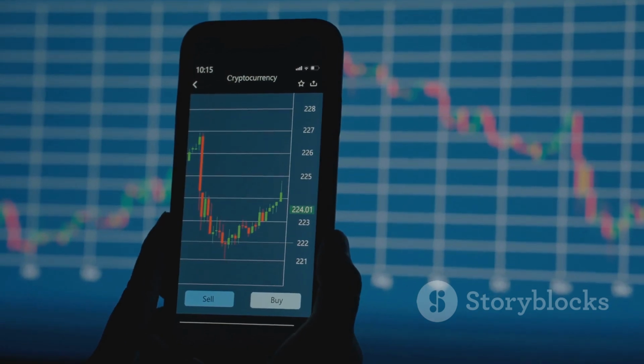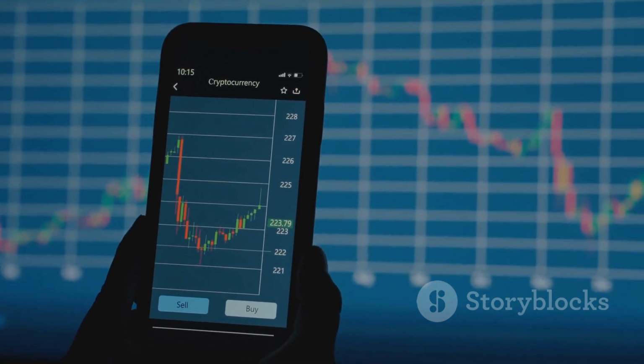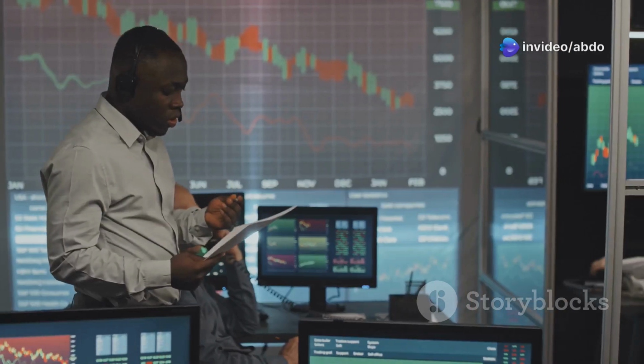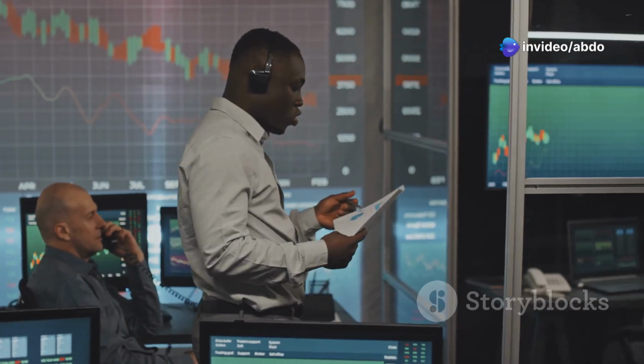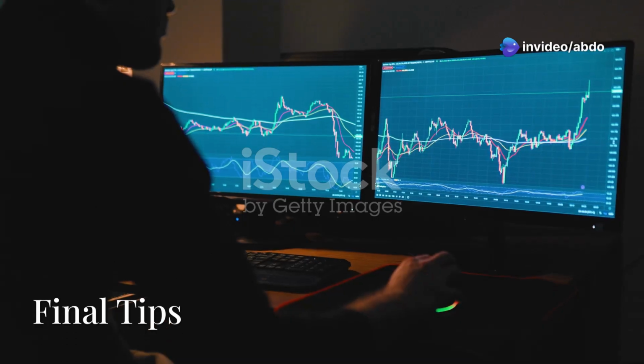Choosing the right trading method is a personal decision. There's no one-size-fits-all answer. Understanding the differences and carefully considering your circumstances is key.